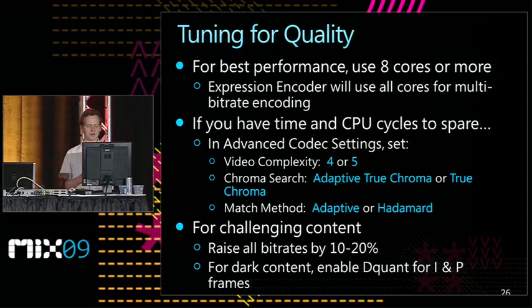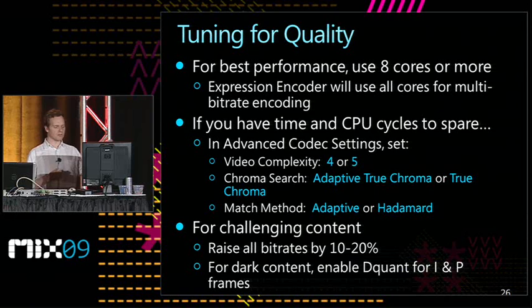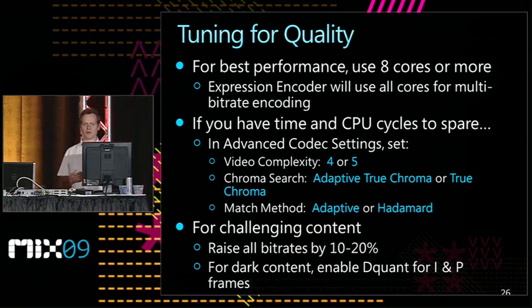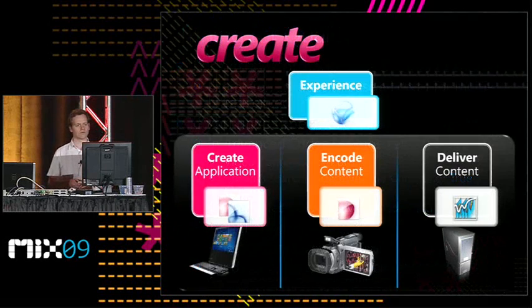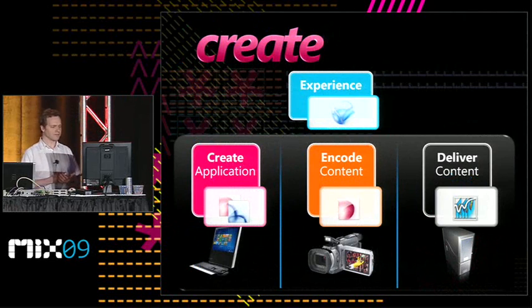And you can also similarly use a different match method for that. We mentioned before another important factor, if your content is complex in any way, if it has high motion or if it's very dark, then you may want to increase the bit rates that you come up with. And similarly, you may want to turn dequant on in that case. So that's kind of a whistle-stop tour through encoding.